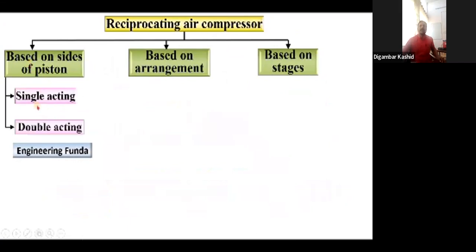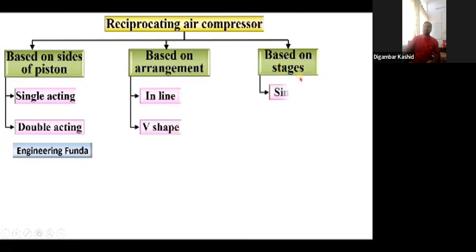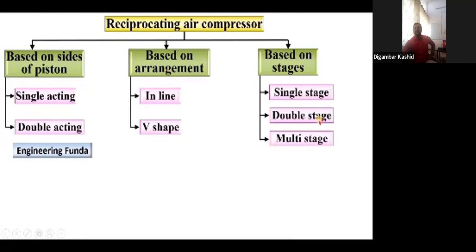According to based on sides of piston, air compressors are classified as single acting air compressor and double acting air compressor. Next, based on arrangement, they are classified as inline compressor and V-shape compressor. Next, based on stages, they are classified as single stage air compressor, double stage air compressor, and multi-stage air compressor.